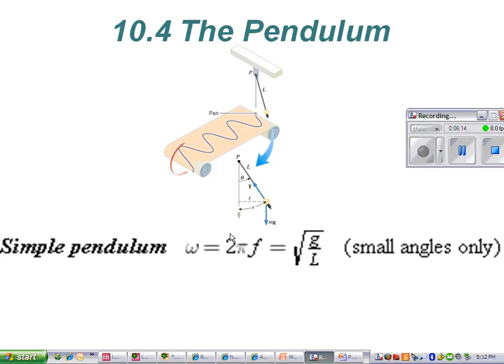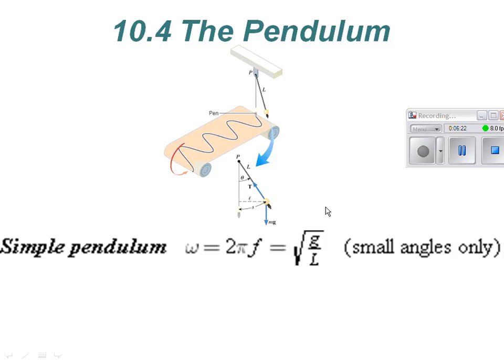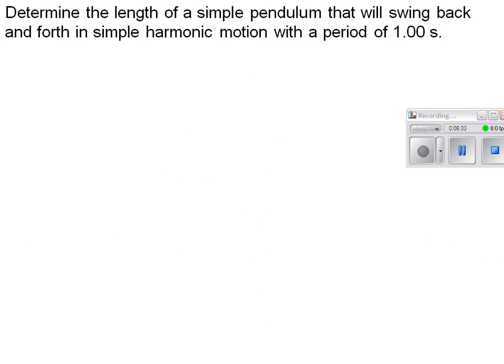Omega is 2 pi f. Now the difference here, though, is that it equals the square root of g over L instead of k over m. And so your period equation will be slightly different. And actually, this is the frequency equation. It's 1 over 2 pi times the square root of g over L. Your period equation would be T equals 2 pi times the square root of L over g.